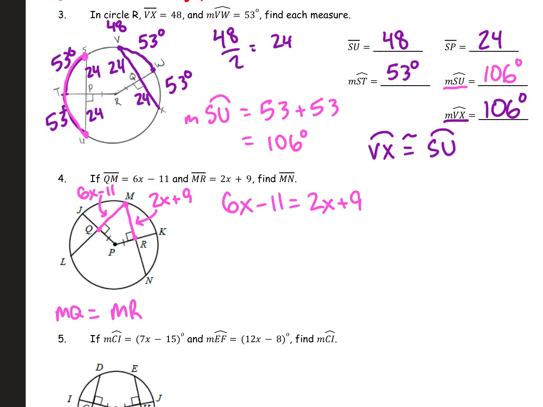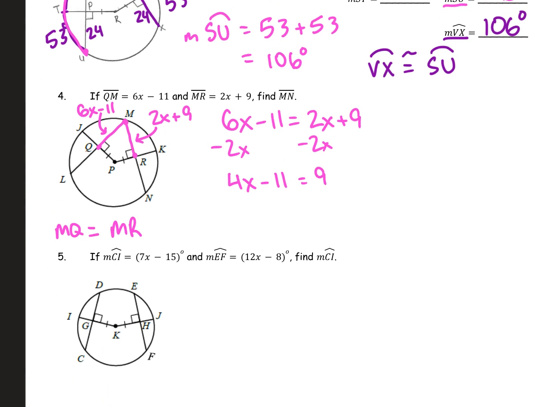And we can go from there to solve just like we did this morning on the do now. Minus 2x on both sides, that'll give me 4x minus 11 equals 9. I'll move this up a little bit more. Add 11 to both sides. You will get 4x equals 20. And then divide by 4 to find that x equals 5.